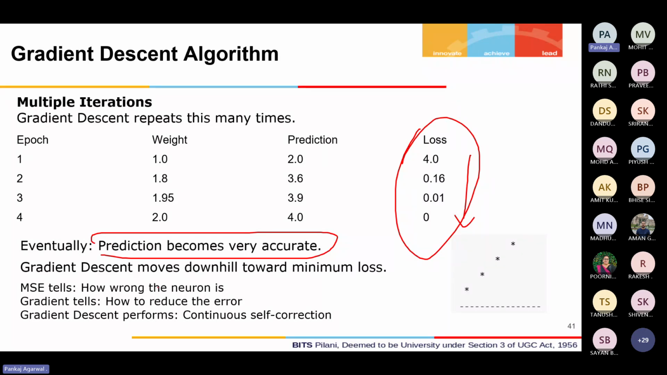So gradient descent moves downhill towards the minimum loss. What it means is, MSE would tell you how wrong the neuron is, gradient would tell you how to reduce the error, and gradient descent would perform the continuous correction, self-correction rather, right? The important term is self-correction. You do not correct it by your involvement. It happens automatically, right?